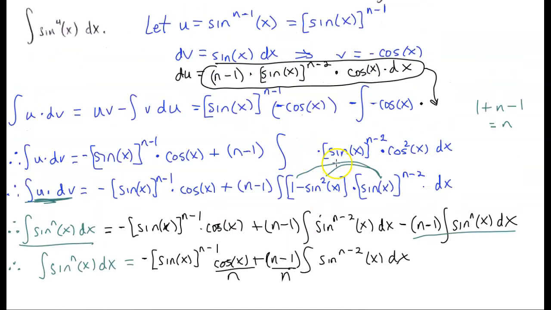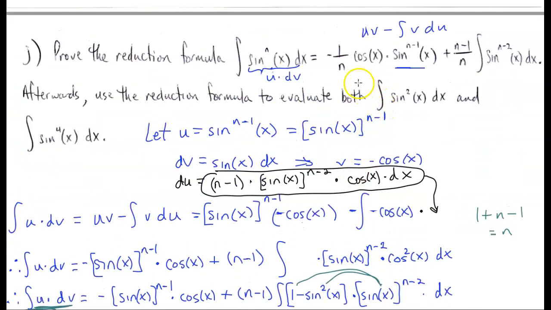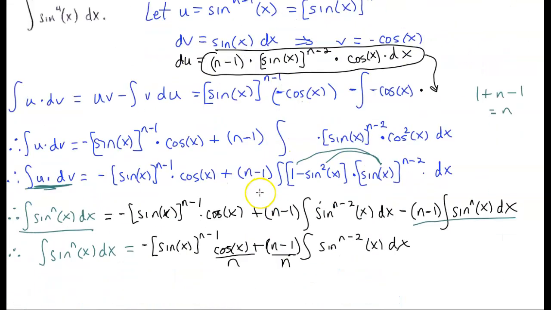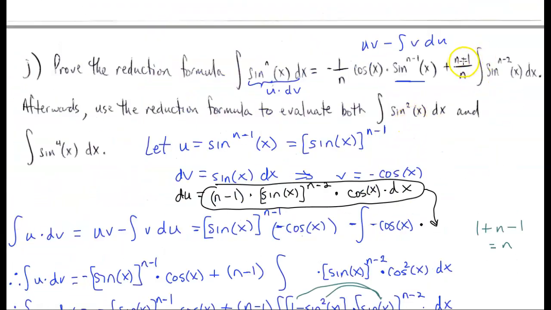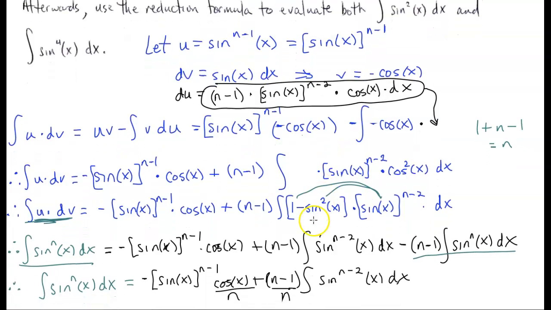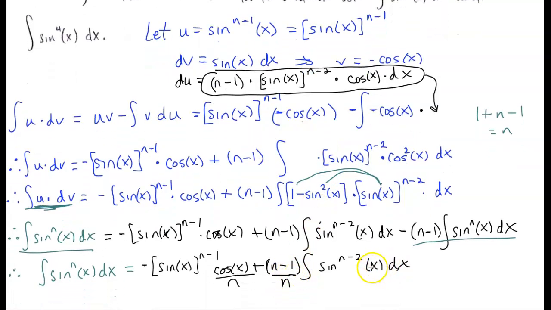And if we come back up here, we'll see that that's kind of what happens here. The 1 divided by n that's there would be understood as 1 divided by n here. And of course, the n minus 1 divided by n, that is what we see here. And everything works out.